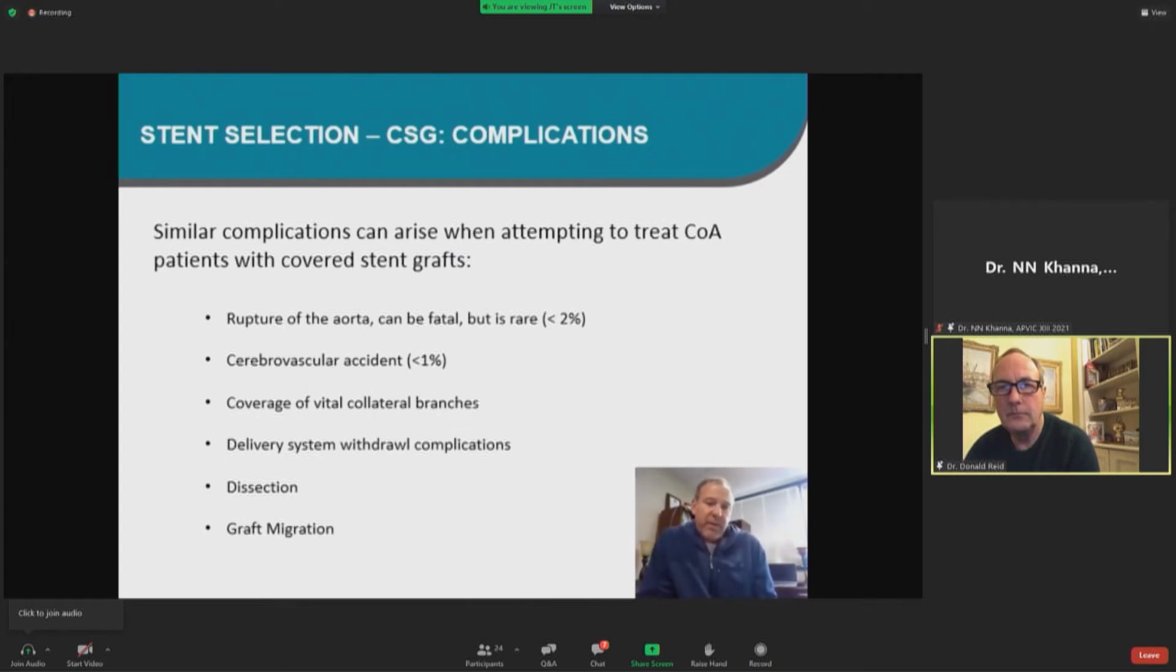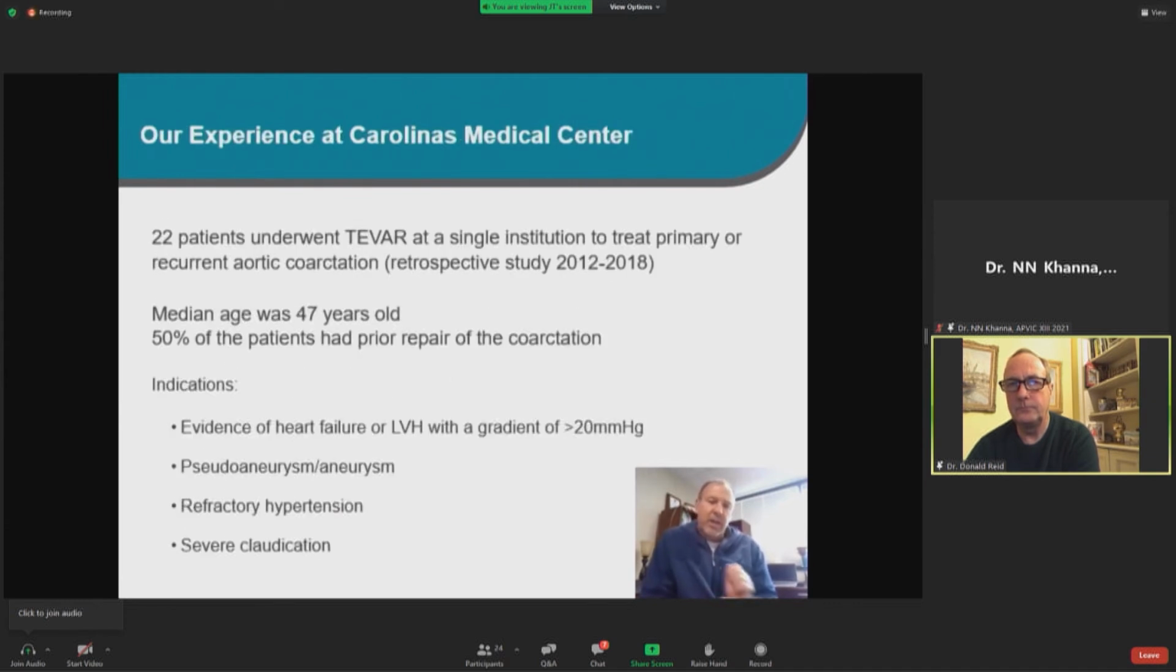You can certainly have, with the larger devices, delivery system withdrawal complications if you don't pre-dilate the coarctation prior to putting the stent graft in. There's a risk of retrograde dissection, but that risk I've not seen in my own hands. And then certainly the risk of graft migration, but these devices being 10 centimeters, when measured correctly, should really eliminate that risk.